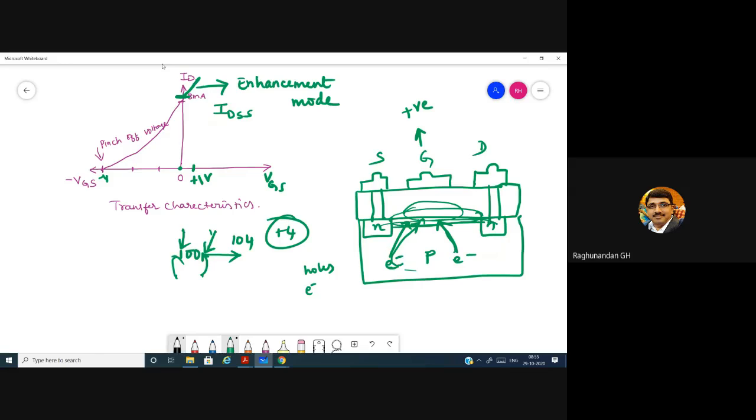At least now, can anyone tell why actually we get this enhancement mode? Can you repeat, sir, the last few lines?